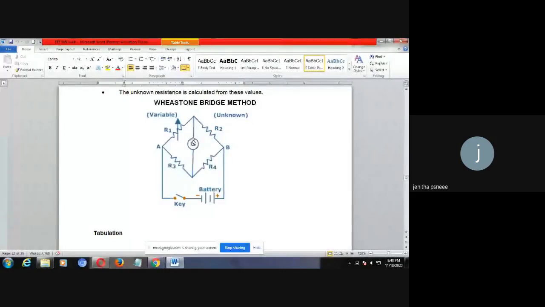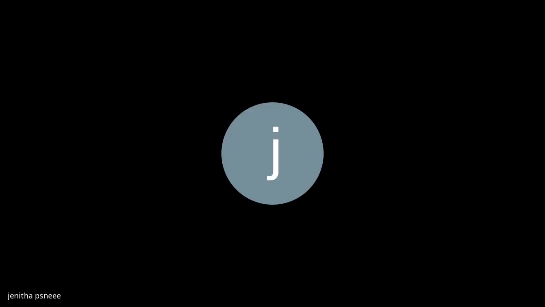So how will it read the zero position? The condition is that you have to bring the other two arms to the same potential. So the voltage across the other two ends of the resistors should be equal. In all the bridges, the condition is the same.